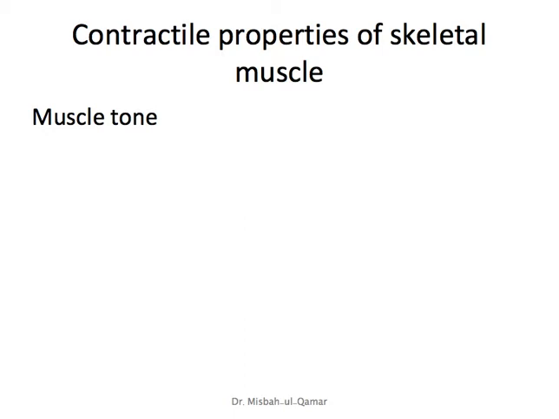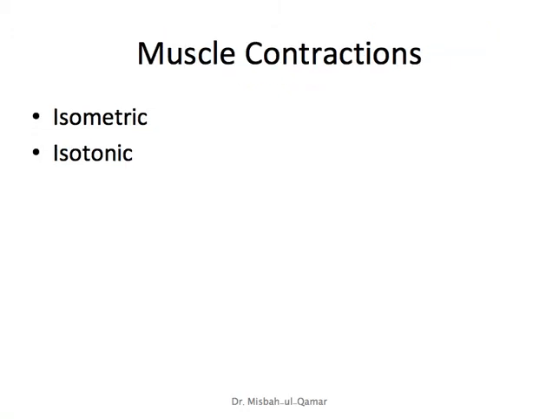Now, muscle tone is the natural firmness of muscles even when they are not flexed. And keep in mind that some fibers are always contracted. There are two types of muscle contractions: isometric and isotonic. While most activities include both isotonic and isometric contractions.